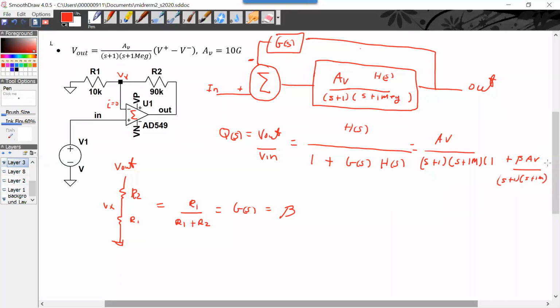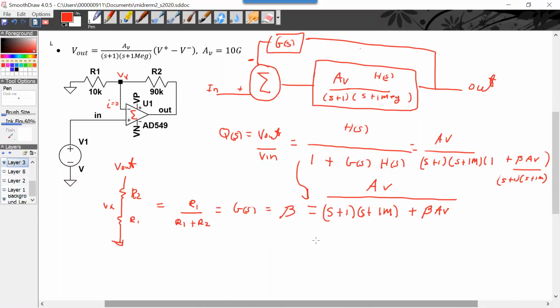Okay. When you multiply through the denominator, you see that it's 1. I'm just going to, so this is just replicated. So we get s plus 1, s plus 1 meg, right? Then this cancels that, and I'm left with beta AV. All right.